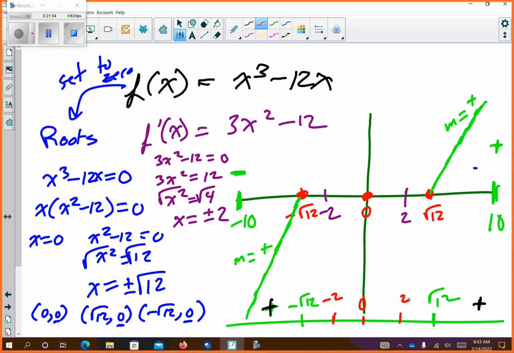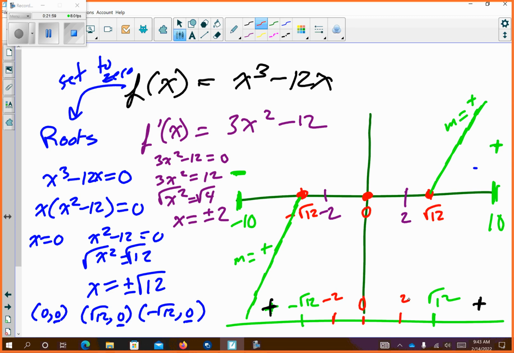At this -2, a few things are going to happen. So let's see. -√12 is -3 point something. -2 is just -2. So if I were to take -3, it would fall in between the -√12 and the -2. Agree?